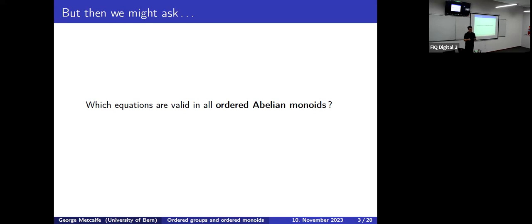Well, the first question is, do we have the same valid equations as in the ordered abelian group case? And we'll see that the answer is no. And then the second question is, well, can we decide which equations are valid in all of these structures? And unfortunately, the answer is this is an open problem. There'll be a lot of open problems in this talk.